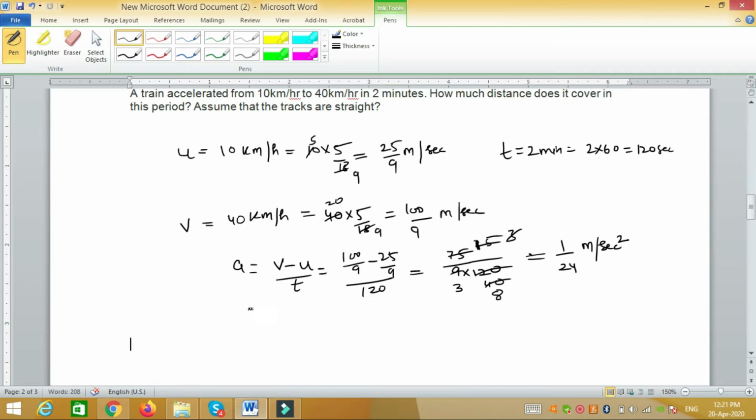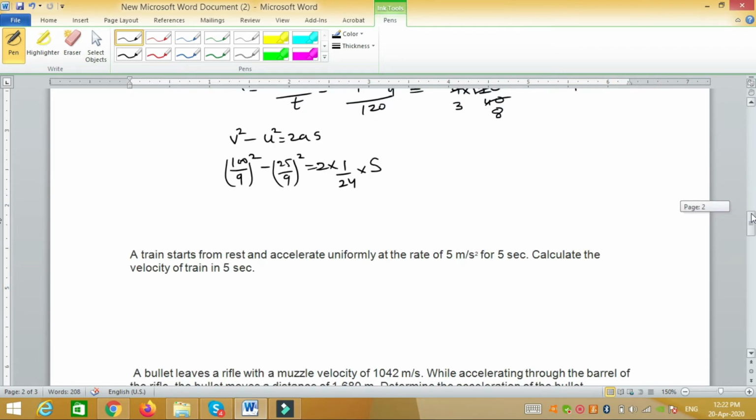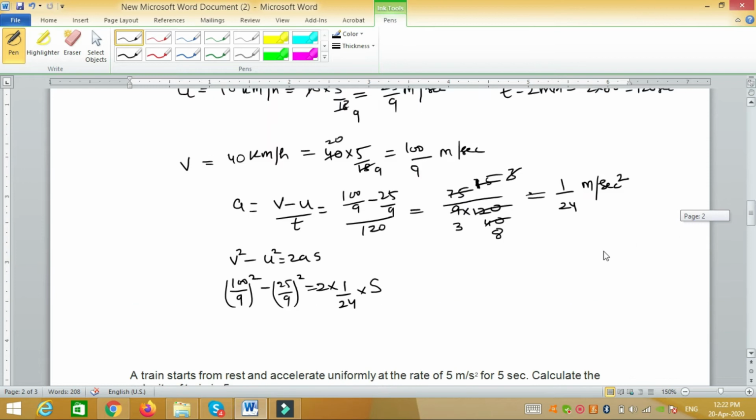You can use this equation, v square minus u square is equal to 2as. Final velocity is given to you, initial velocity is given to you, acceleration you can easily calculate. So I'll do it. This is (100 by 9) square minus (25 by 9) square is equal to 2 into 1 by 24 into s. So now you have to do this calculation.